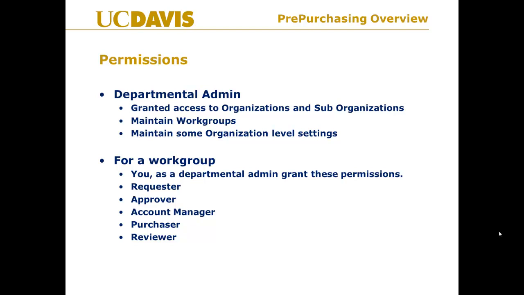For work group permissions, you as a departmental admin will grant these permissions. This is great, so we don't have to do it for you. The requesters, people that place orders, approvers, typically a PI, the account manager, people that know the accounts, purchasers, the ones that usually actually do the purchasing and who have access to Davis if that's what you're using. And reviewers are people who have access to view all the orders in the work group.